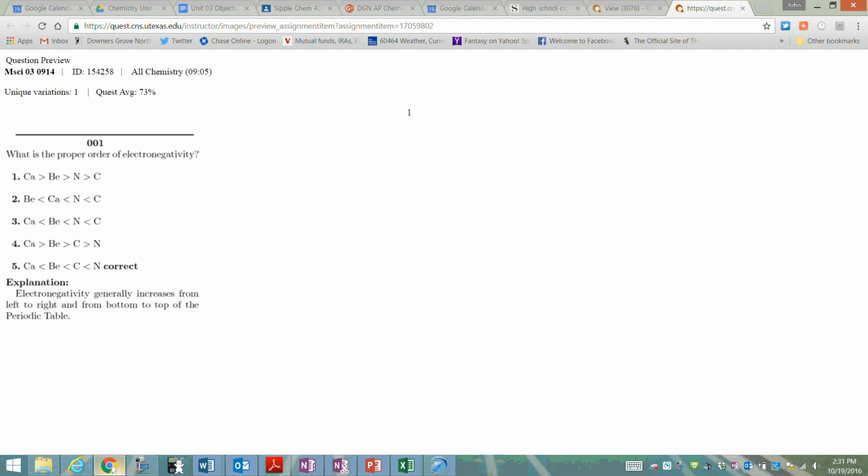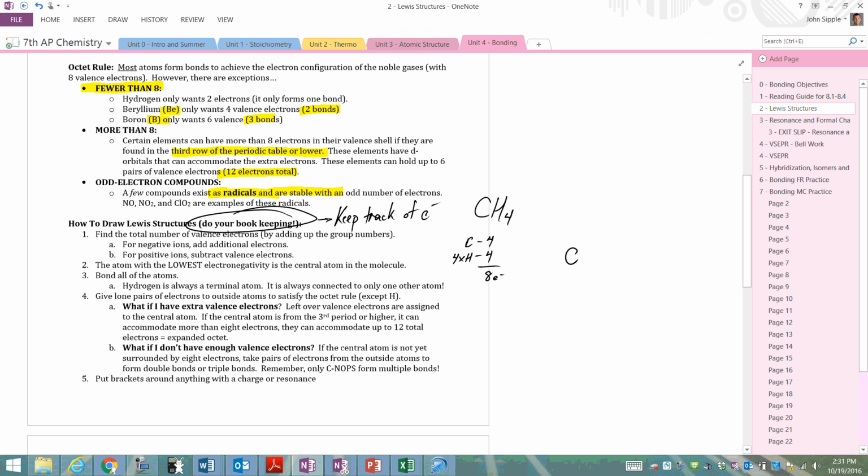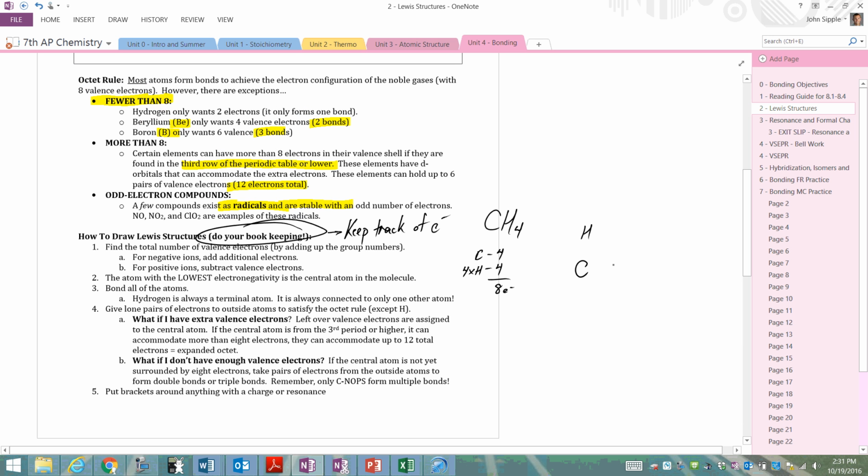That being said, back to the notes here. So we're going to shove carbon in the middle and surround it with hydrogens, and we're going to draw a single bond between each hydrogen and the carbon. How many electrons did we use up to do that? 8, because each bond represents 2 electrons. So minus 8. I have no electrons left over.